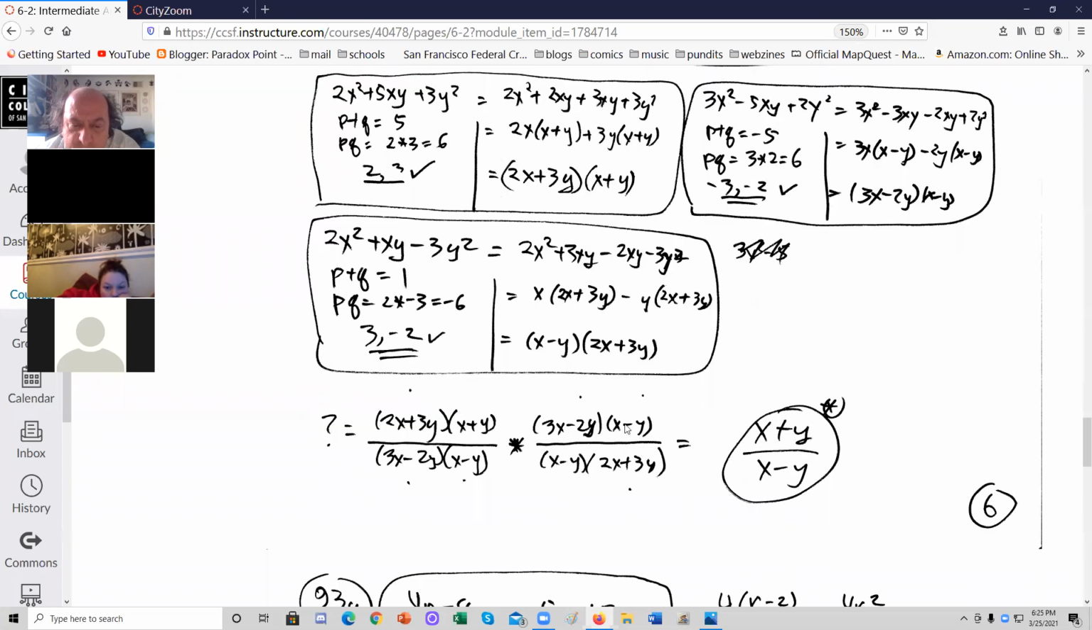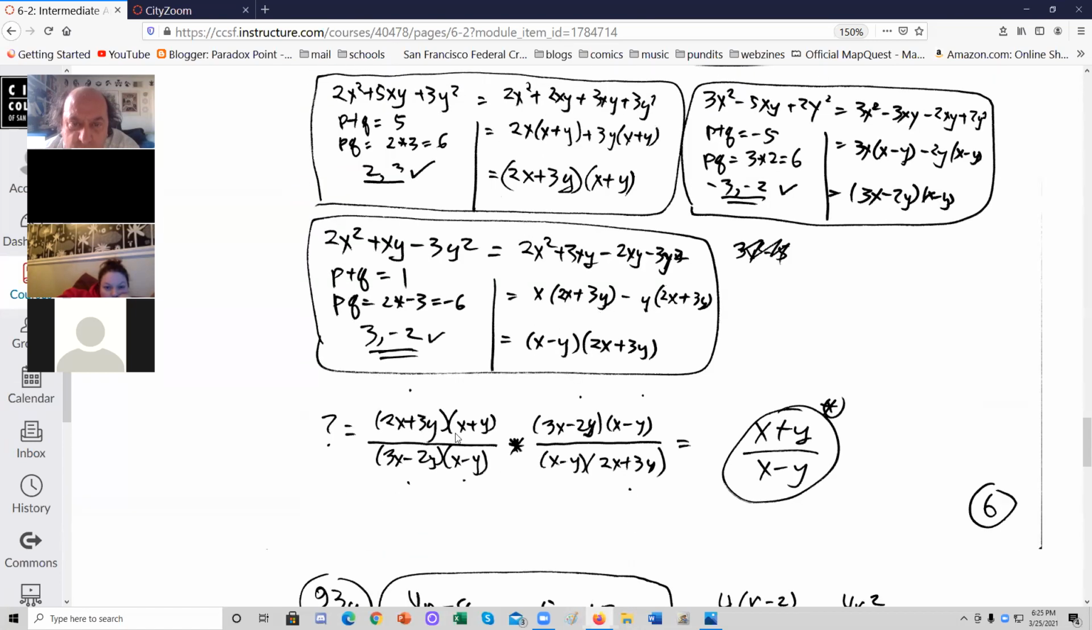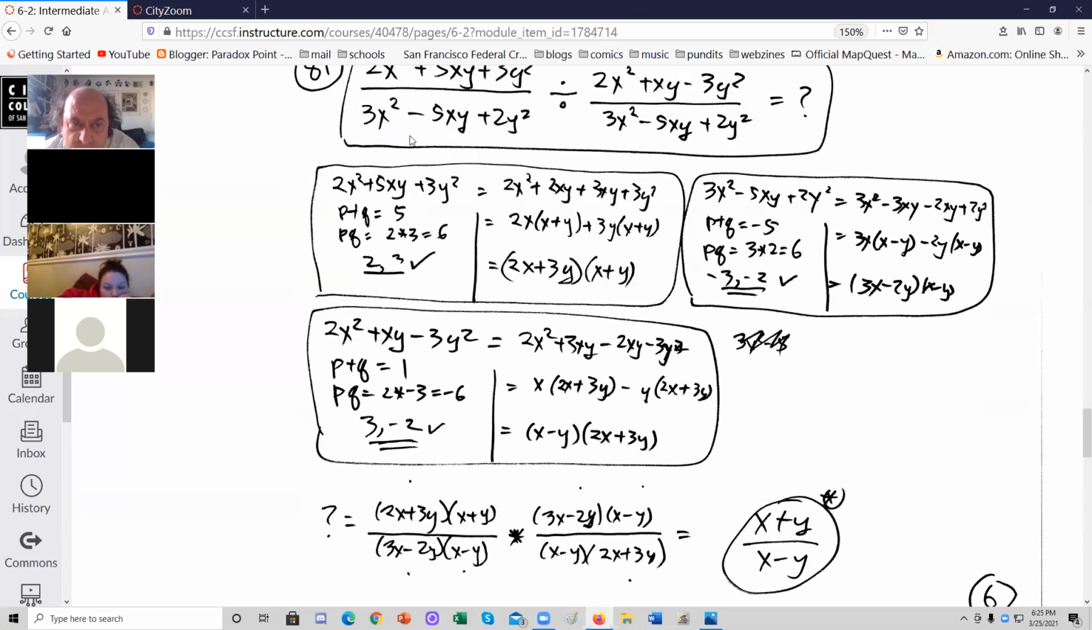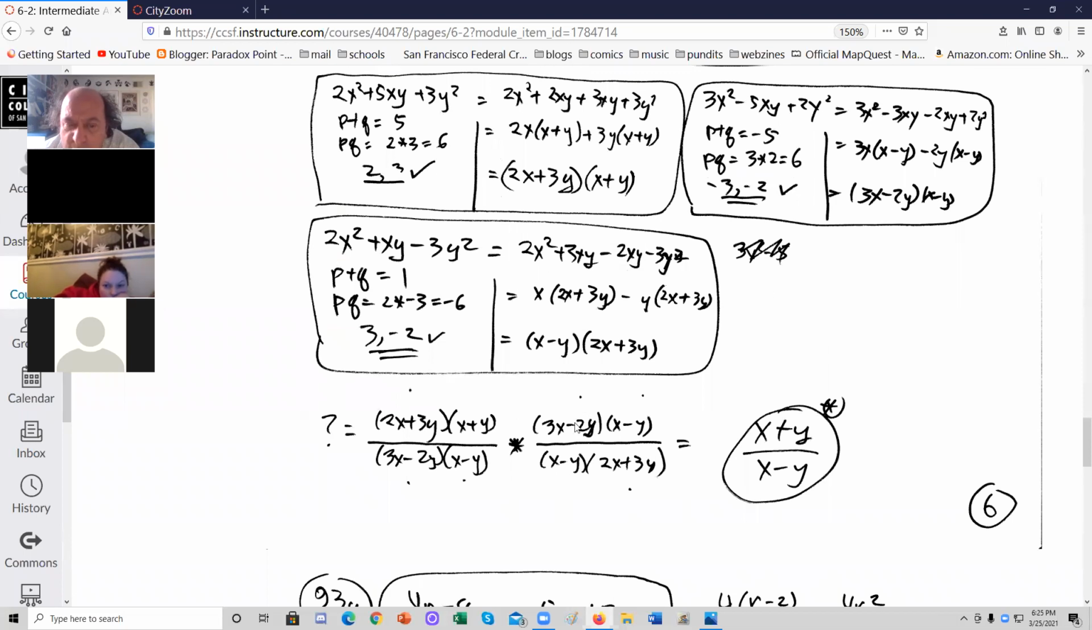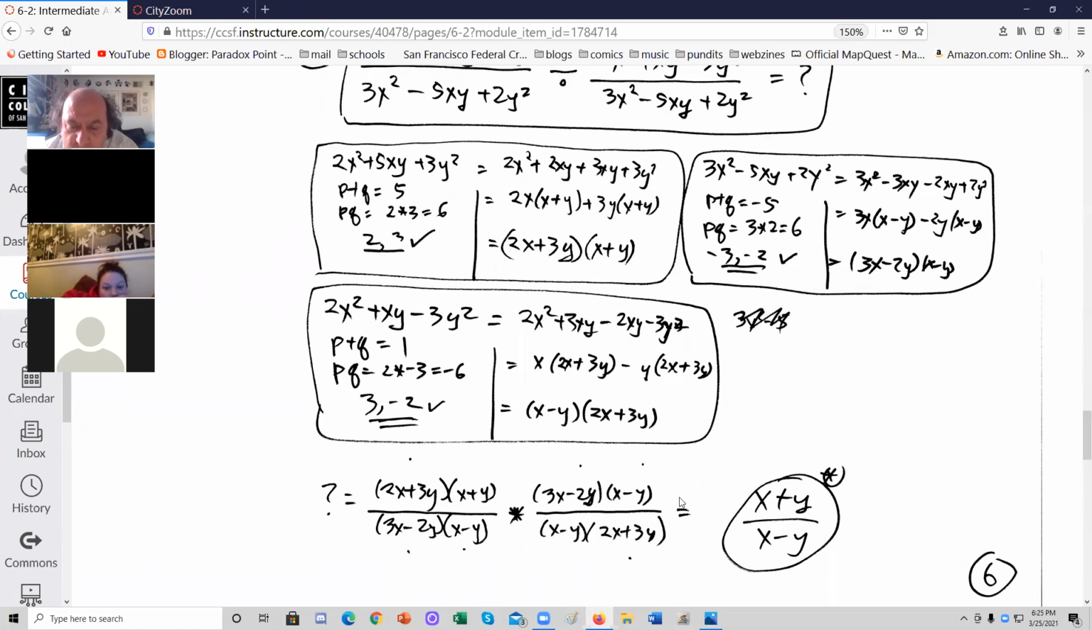So, okay, this is 2x plus 3y times x plus y. This is 3x minus 2y times x minus y. These we reverse, flipping this to the top, but that'll be this here, 3x minus 2y times x minus y. And this here goes to the bottom, x minus y times 2x plus 3y.